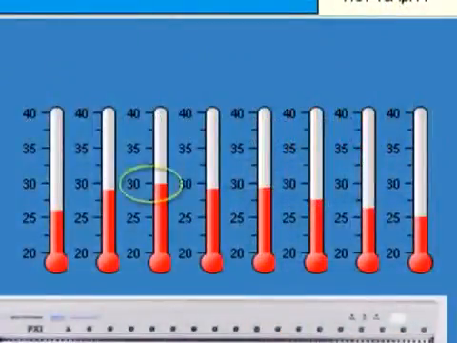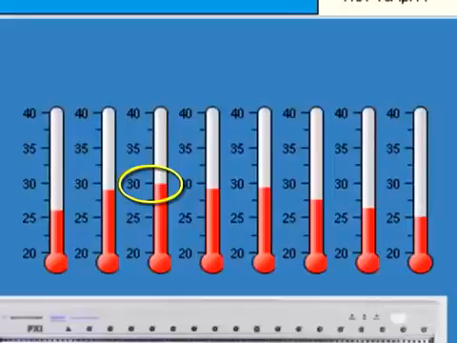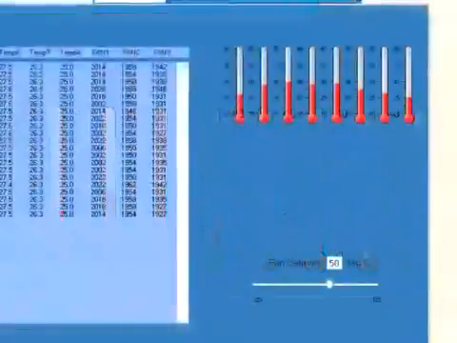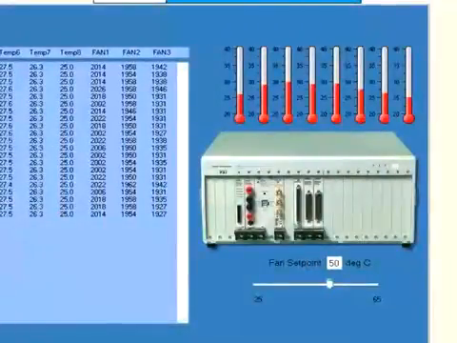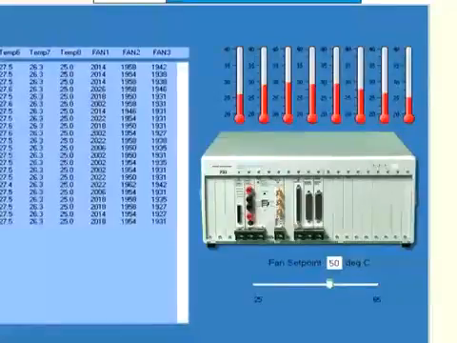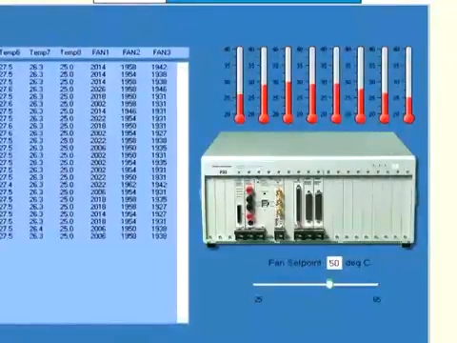Graphically, we can see that the maximum slot temperature is approximately 30 degrees Celsius. The graphical representation using thermometers displays at a glance how temperatures vary across the chassis. If we add the demo system below the graphical temperature readout, we see the variation across the modules installed in the chassis. This variation is normal because each module dissipates a different amount of heat.